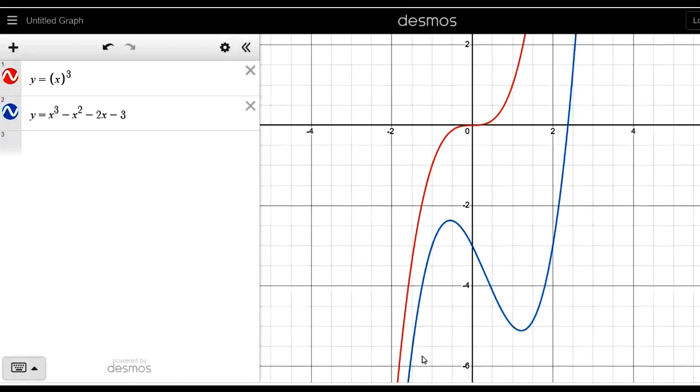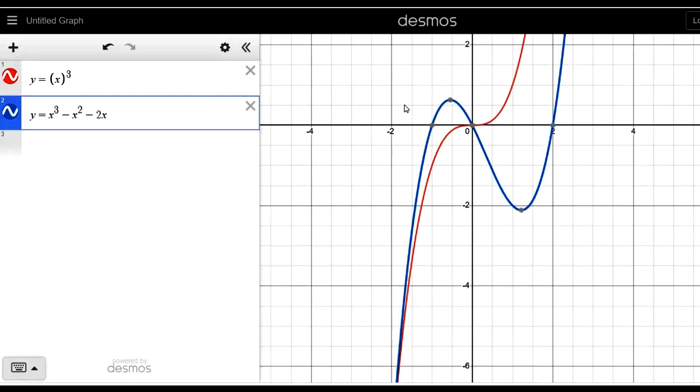I've moved it down so this little local maximum no longer crosses the x-axis. So I only have one intercept instead of, like if I take away this 3, now I have 2. Okay, so that's kind of an interesting feature of how that goes. I think I've shown you everything that I want to show you about this.